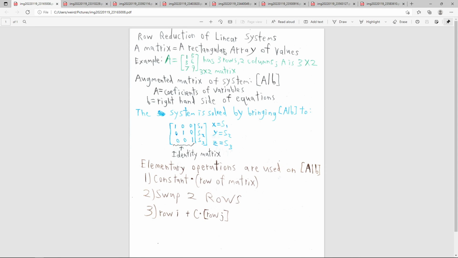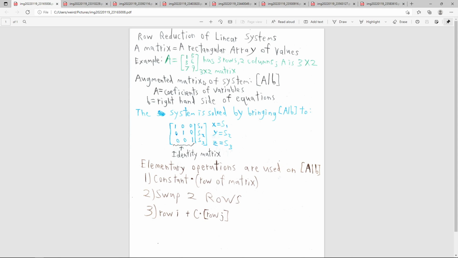So a matrix is just a rectangular array of values, and you have, like, A equals 1, 5, 3, 6, 7, 9, which is your 3-row, 2-column matrix. That's why it's 3 by 2. 3 rows first, columns second, so 3 by 2. It's always row followed by column.